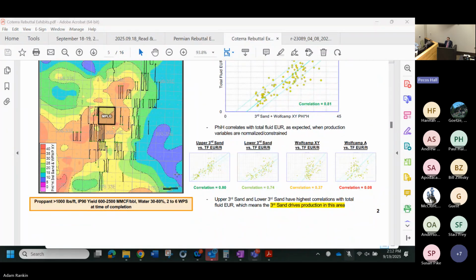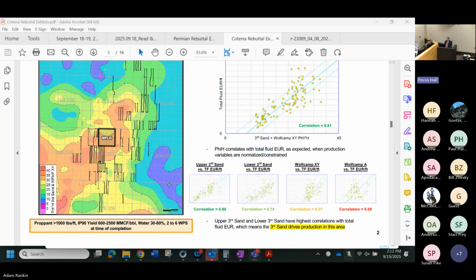Were you the engineer who applied the filters in this case as part of the analysis? Yes. And the filter you applied, at least as to well spacing, was that you included wells with 2 to 6 wells per section, and you excluded all others? That's correct. And so in this instance, you don't have any wells at the spacing that Permian is proposing, do you? No, I do not.